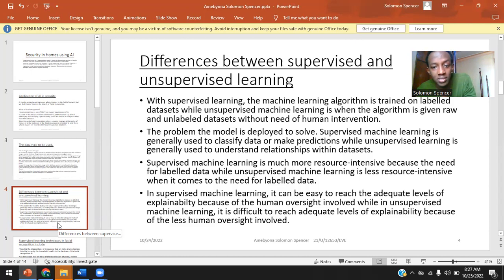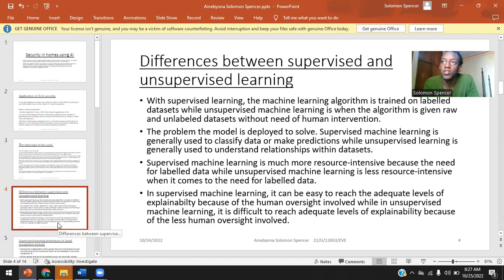So supervised machine learning is much more resource intensive because of the need for labeled data, while unsupervised learning is less resource intensive. Remember, we said that supervised learning requires labeled data, unlike unsupervised learning. So that's what we mean by resource intensive. In supervised machine learning, it can be easy to reach adequate levels of explainability because of the human oversight involved, while in unsupervised learning it is difficult to reach adequate levels of explainability.